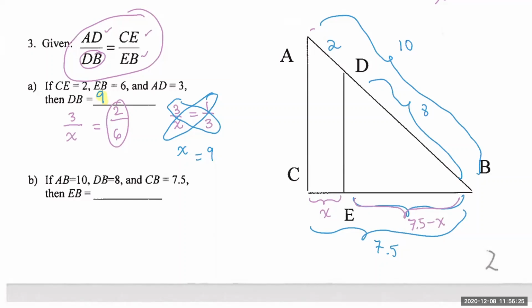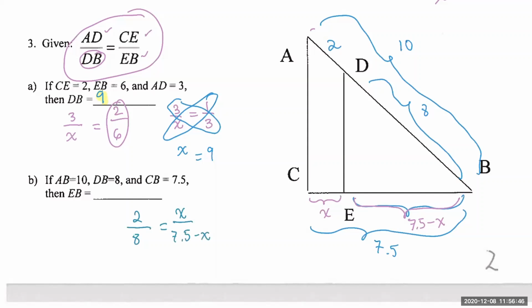We don't necessarily know it's 2. Yeah. All right, so working with that proportion that was given at the start of 3, AD is 2. Okay, DB is 8. And then on the other side of the proportion, CE is x, and EB is 7.5 minus x.